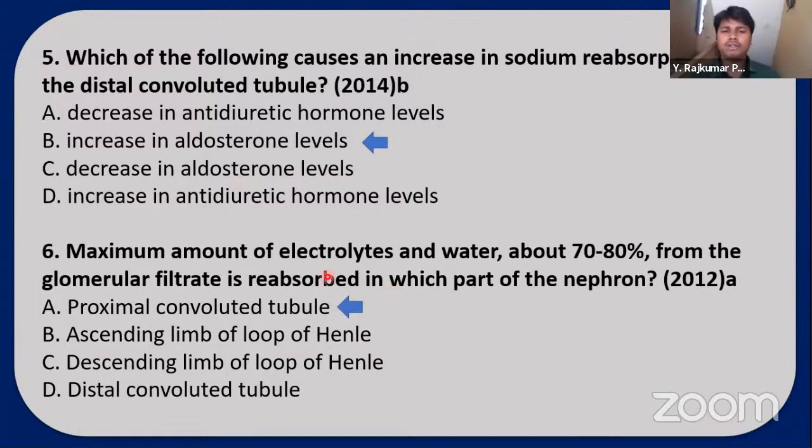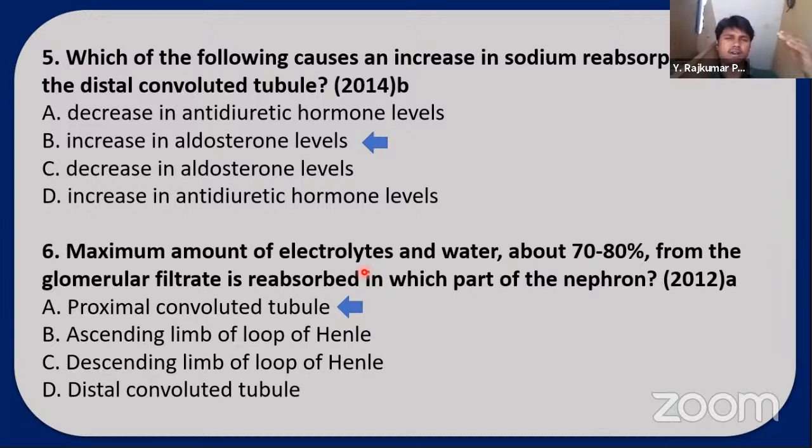Maximum amount of electrolytes and water, about 70 to 80% from the glomerular filtrate, is reabsorbed. In which part of the nephron? So just now I told you the nephron has several structures like glomerulus, Bowman's capsule, proximal convoluted tubule, which is the immediate part after the Bowman's capsule, and distal convoluted tubule and Henle's loop.